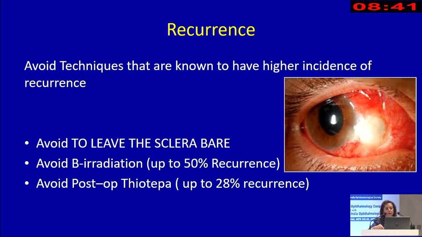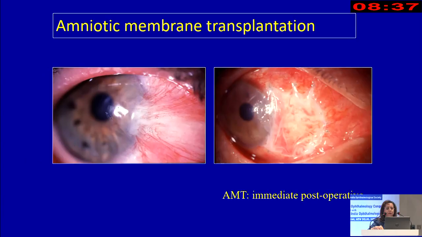Obviously avoid all techniques such as beta irradiation and thiotepa, which are obsolete nowadays. The amniotic membrane has been used to cover the area of the defect after pterygium surgery, and although it can work, it is still associated with a high rate of recurrence.